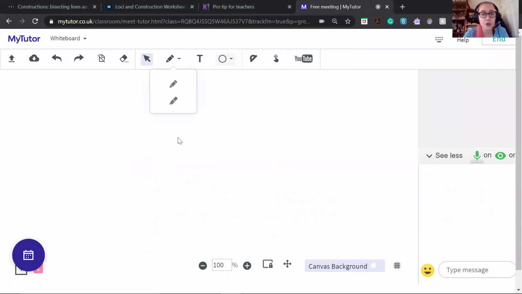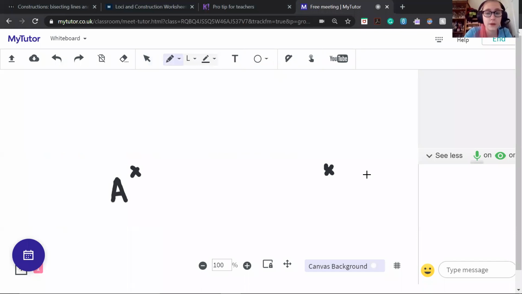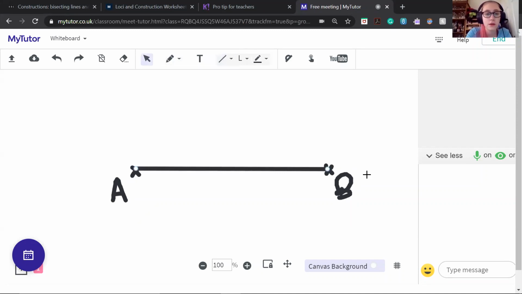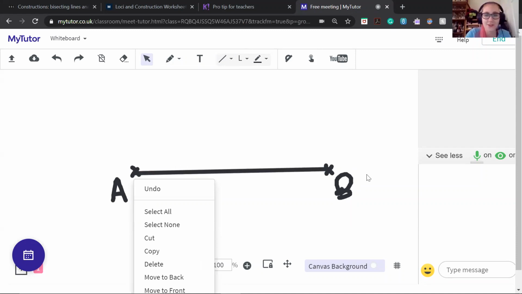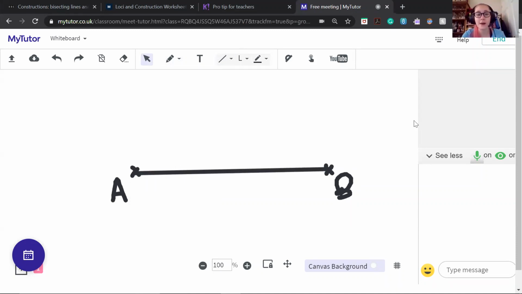So if we have 2 points, A and B, and we draw a line between them. Ooh, it's very difficult. That'll do. And we want to draw the perpendicular bisector. So I'll draw what it approximately looks like. The line that looks like this, a bit further across. So it's perpendicular to it and it cuts it exactly in half. And I'll explain in a moment why we might want to do that.